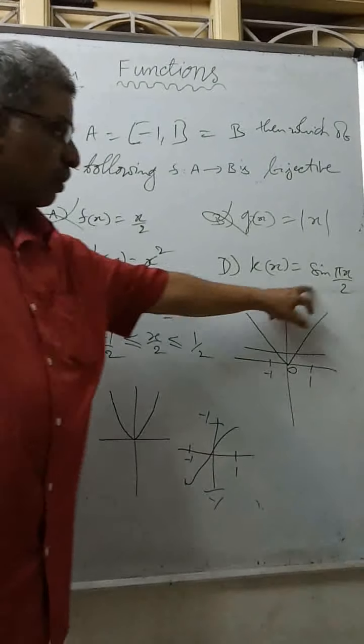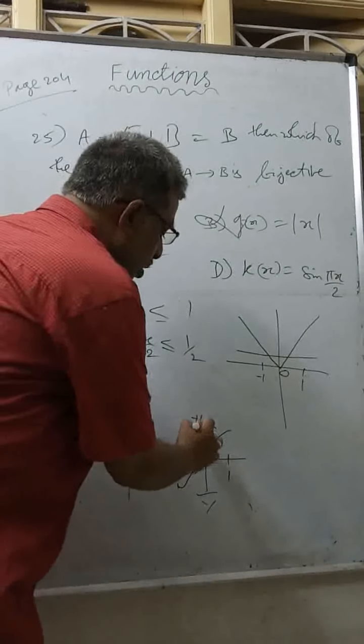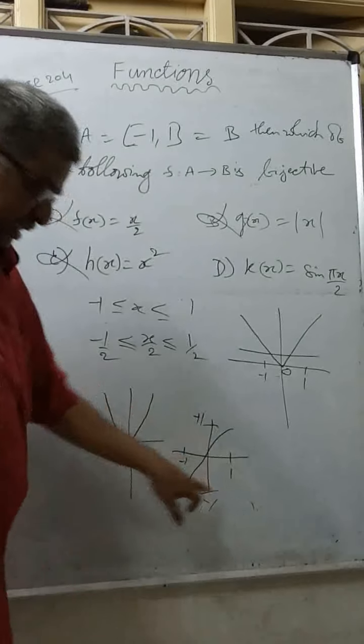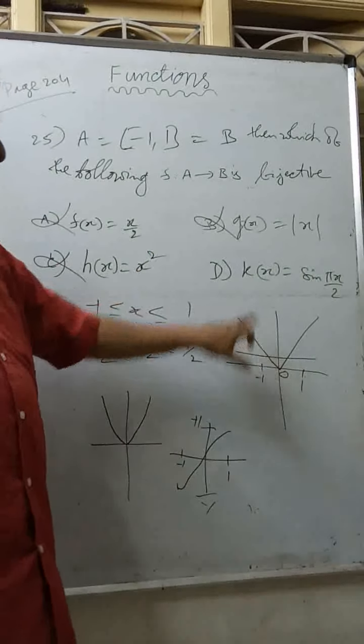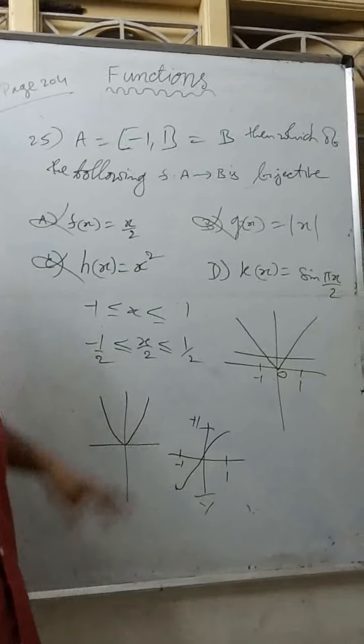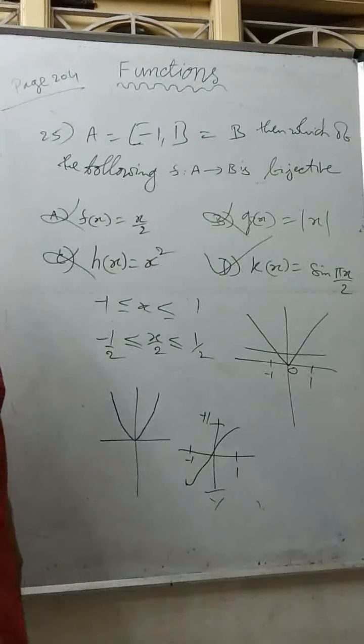And codomain equals range, as we just discussed. This minus 1 to plus 1 is the final range for this curve. So range equals codomain. From the graph itself, we can say that it is both 1-1 and onto, a bijective function. So the correct answer is D.